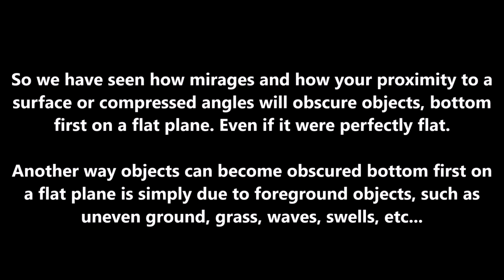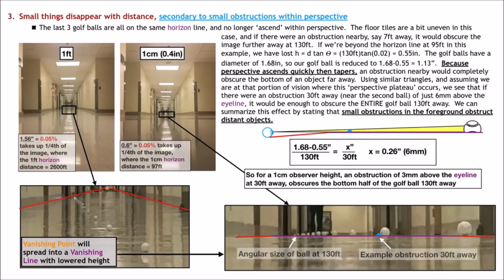Another way objects can become obscured bottom first on a flat plane is simply due to foreground objects, such as uneven ground, grass, waves, swells, etc. So now we're at secondary to small obstructions within perspective. So within our floor example here, the last 3 golf balls are all on the same horizon line, and they no longer ascend within perspective.